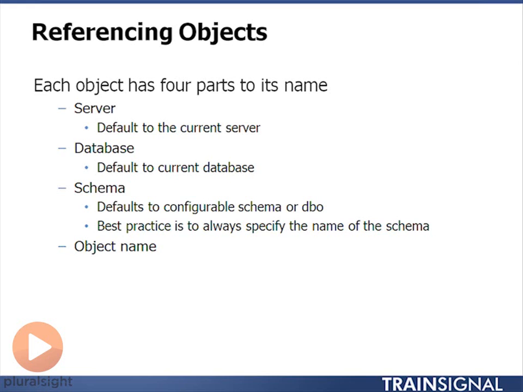The problem with depending on the default schema is that default schemas may change, or somebody else may execute my code that has a different default schema. Because of that fact, the best practice is to always specify the name of the schema. Finally, of course, is the name of the object. And well, if I'm going to connect to an object, I kind of have to provide its name. That, of course, is going to be required.